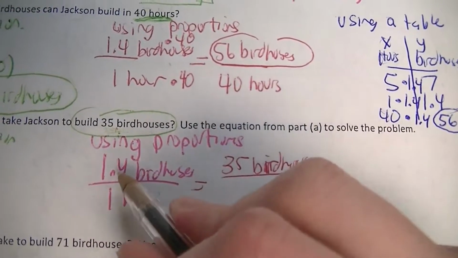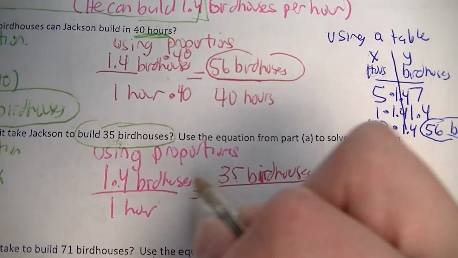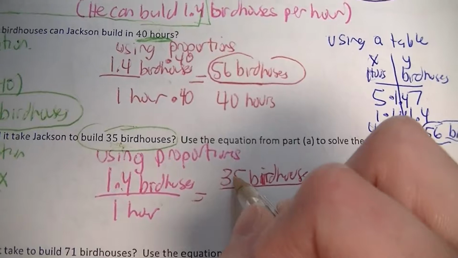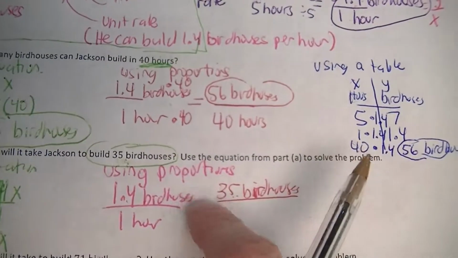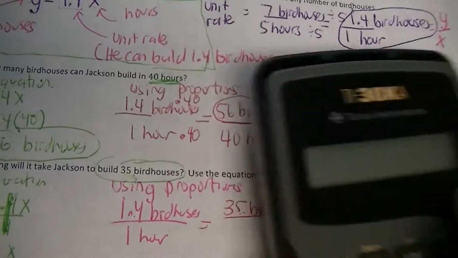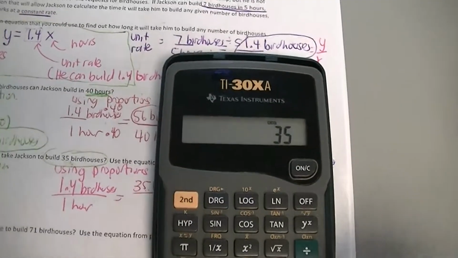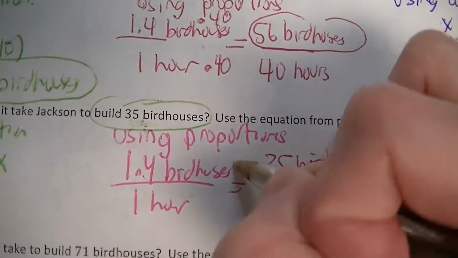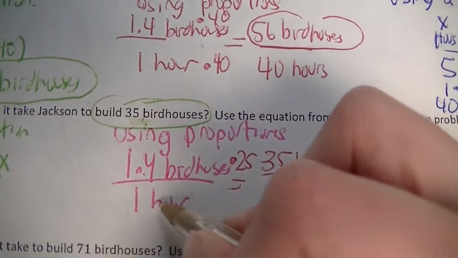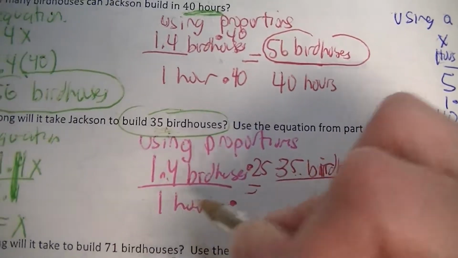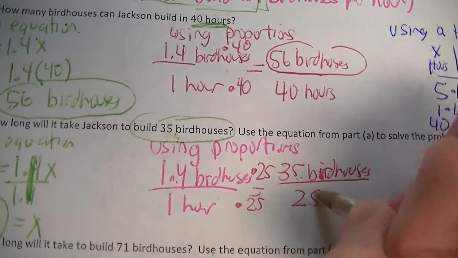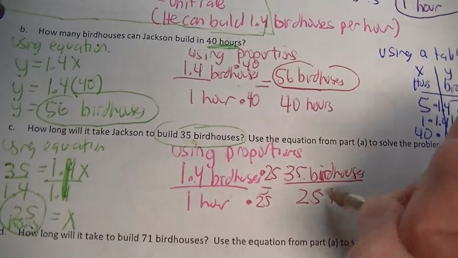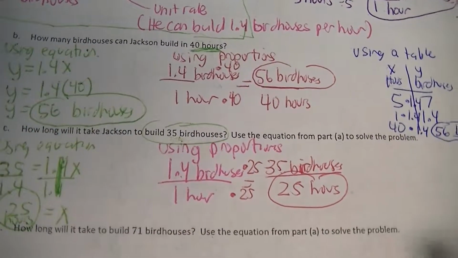And how did we go from 1 4/10 to 35? What did we multiply by? Well, I'm just going to go 35 divided by 1 4/10 to figure out what I multiplied 1 4/10 by to get to 35. So 35 divided by 1 4/10 is 25. So I had to take this numerator and multiply it by 25 to get this, and I'm going to take this denominator and multiply it by 25 to get this. 1 times 25 is 25, 25 hours. Okay? All right, now let's go the third way. It's using a table.